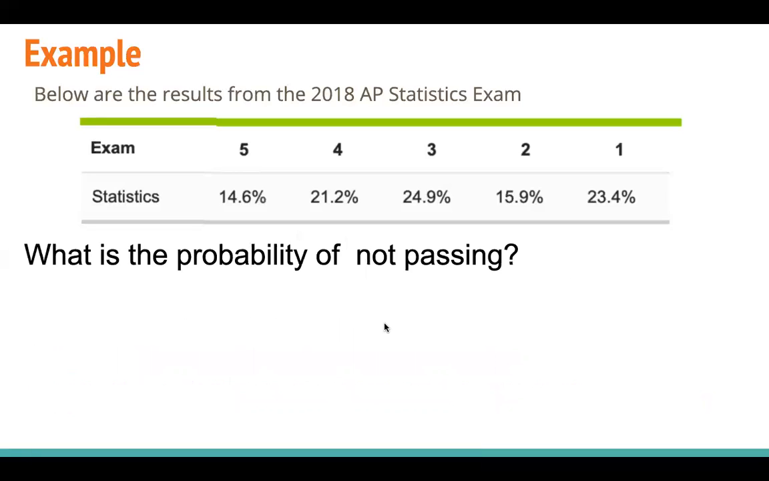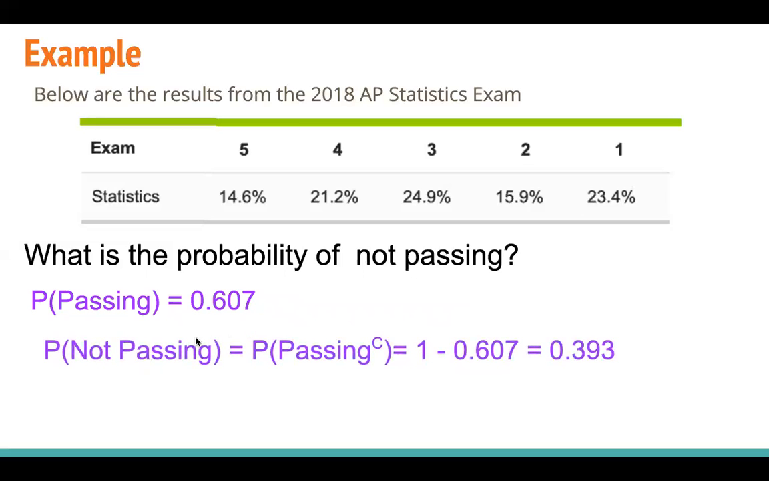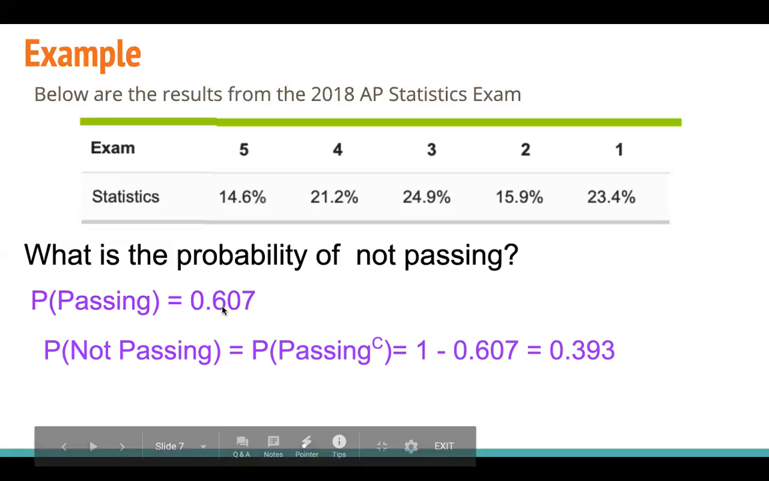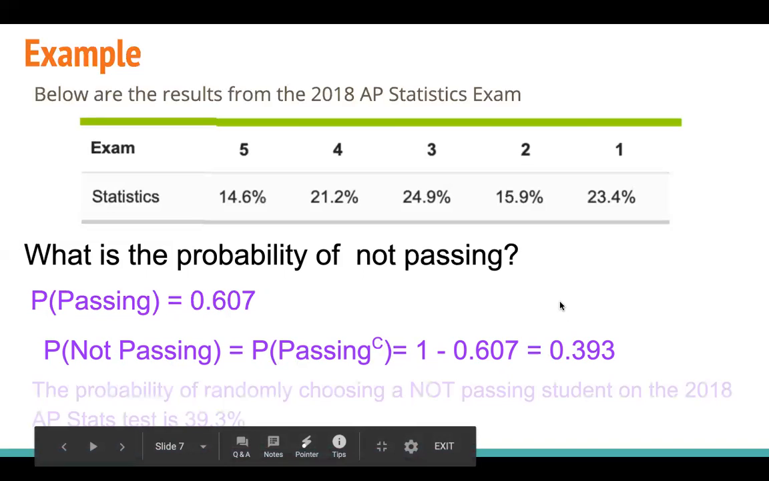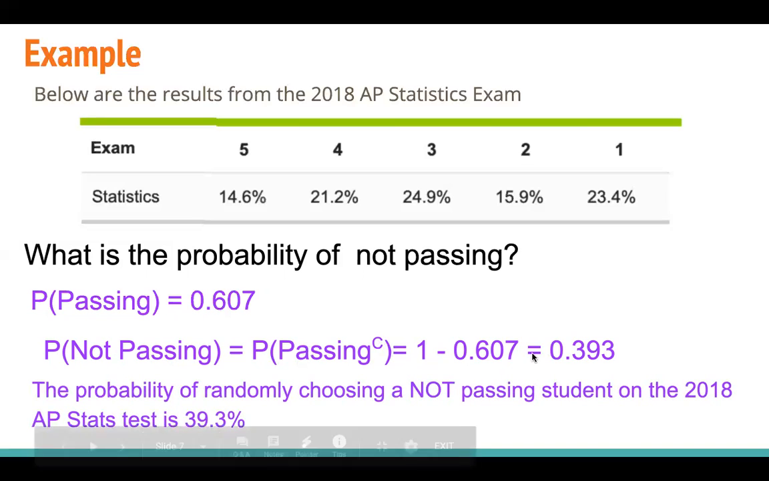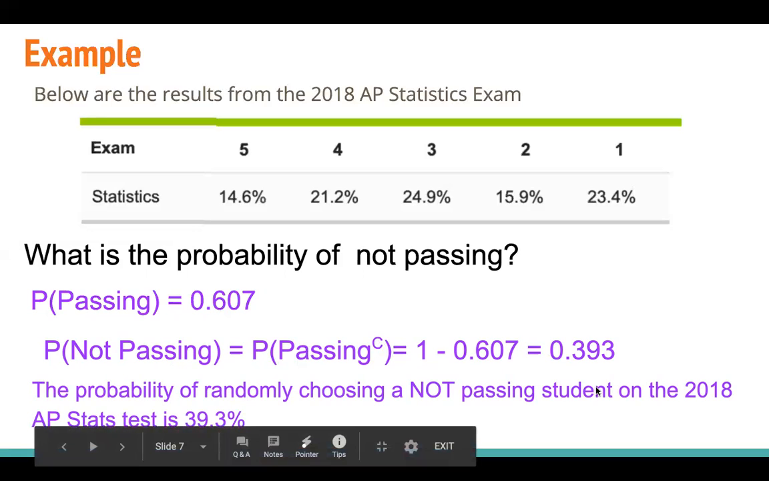One more example. What's the probability of not passing? There are 2 ways to get this, but we already did some. I'm going to go the shorter path. I could add the 2 and the 1, but we'll do this the complement rule way. The probability of not passing: I calculated passing was 0.607. So not passing, the complement, is 1 minus 0.607. So I subtract and I get 0.393. So the probability of randomly choosing a not passing student on the 2018 AP Stats test is 39.3%.